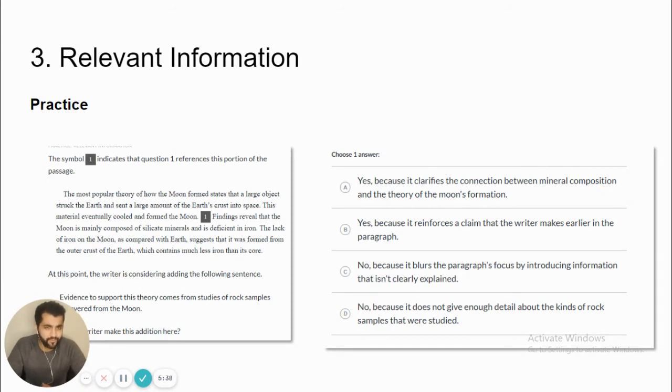So this kind of doesn't look that right, because the additional sentence connects the earlier theory with the evidence, right? The sentence itself doesn't reinforce any claim that was presented earlier, right? So the correct answer here is option A, because it clarifies the connection between mineral composition and the theory. So yeah, that's the correct answer.